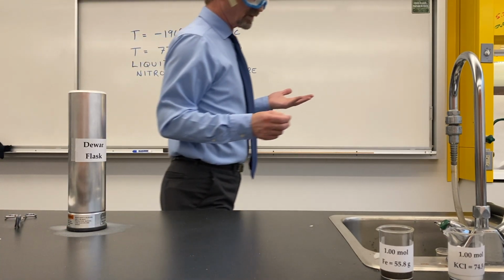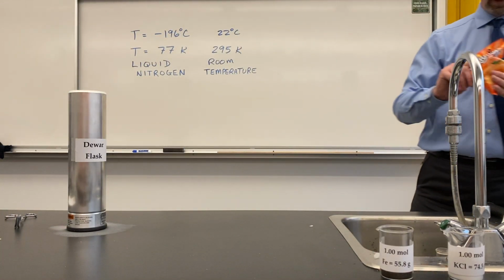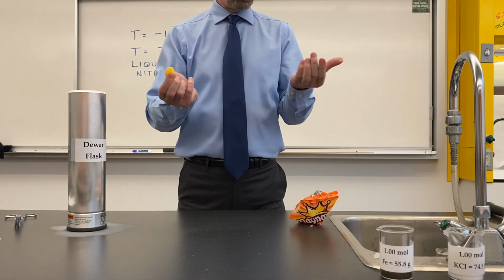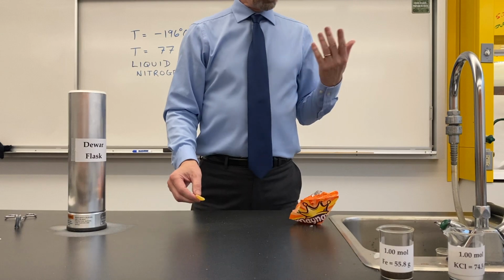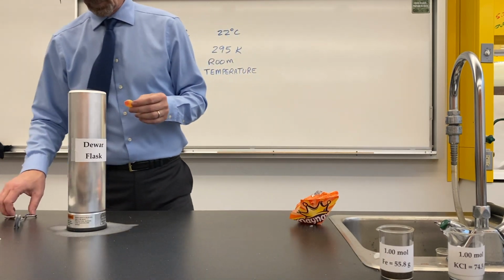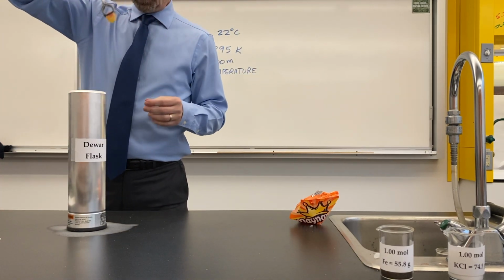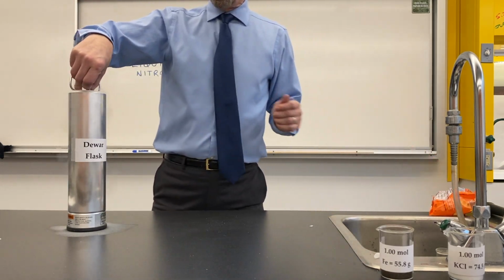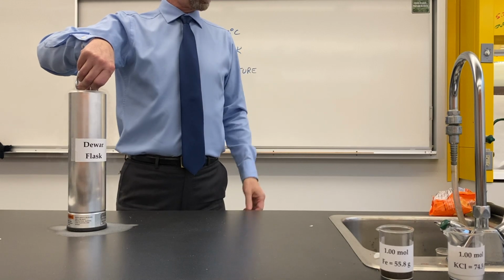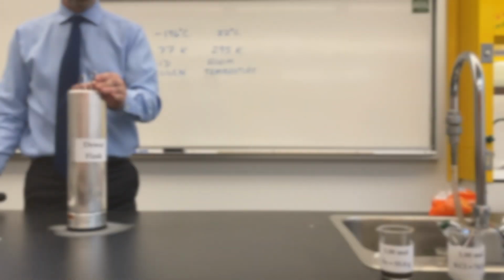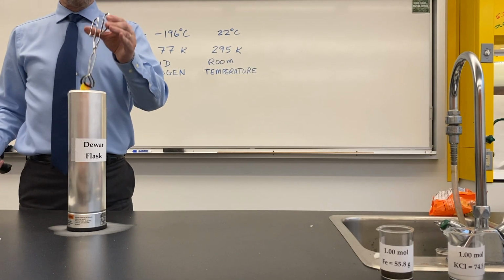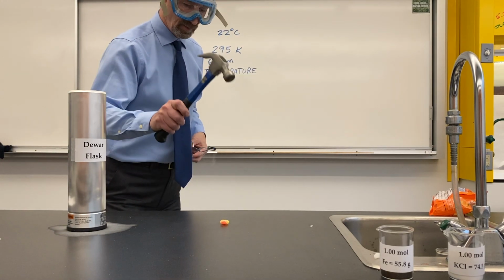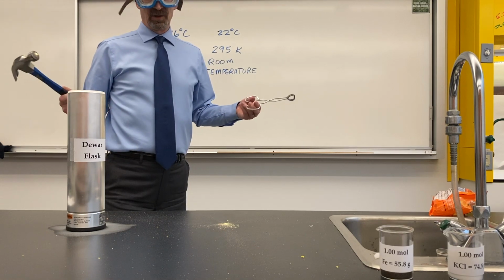Even things such as jelly candies, very flexible when they're at room temperature. But when I put them into liquid nitrogen and cool them down, they will shatter with just a single shot of a hammer. Now that my jelly candy is nice and cold, and it shatters immediately.